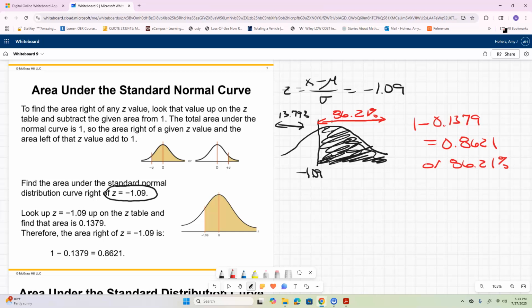So 0.8621 is the area. It's the percent of data that's up there. It's the probability that someone would be in that area. They don't necessarily mean the same thing, but they all produce the same number.